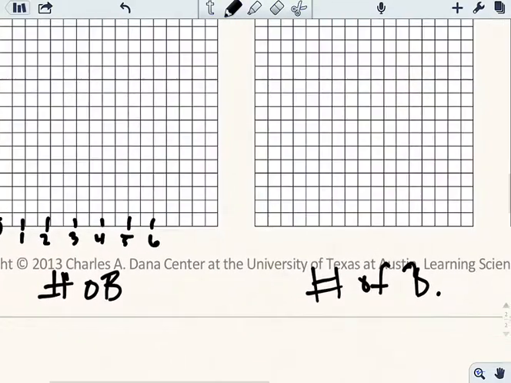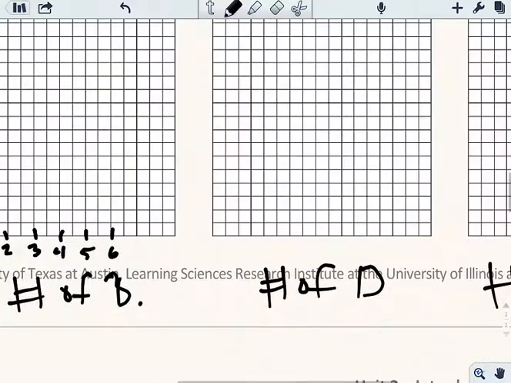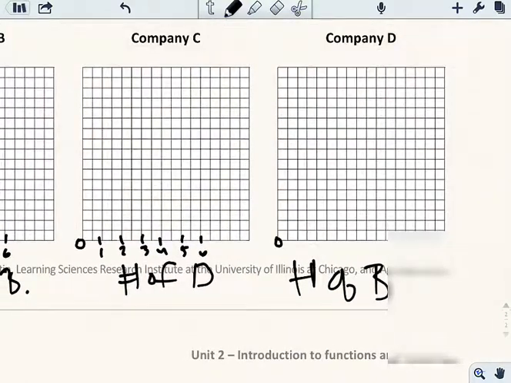You might want to pause the video or just let it run as you're labeling all of these, because it's going to be awfully repetitive. 4 and a 5 and a 6, and over here for number of bags we maybe buy 1 or 2 or 3 or 4 or 5 or 6. 1, 2, 3, 4, 5, and 6.